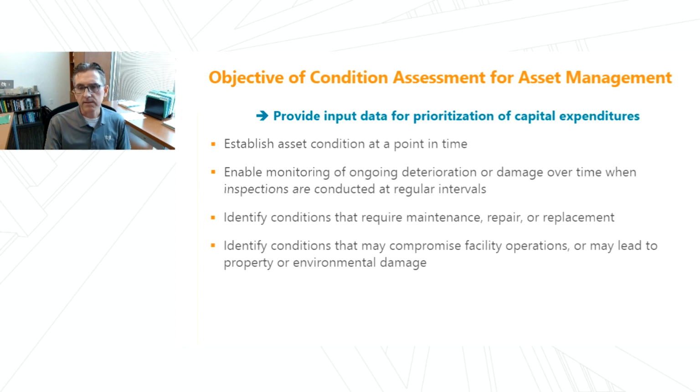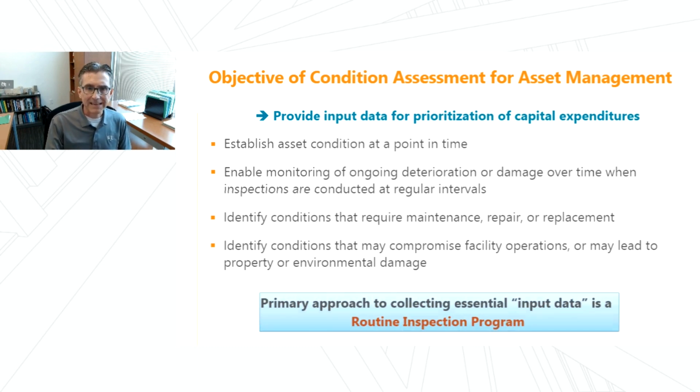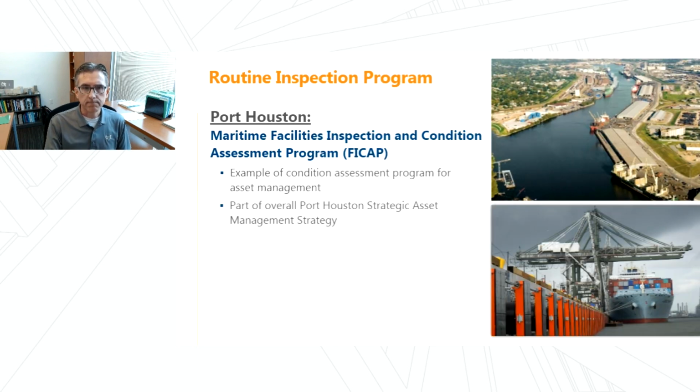So even if there isn't a safety concern, there may be operational considerations that mean we can't use that asset in the short term, at least, which compromises revenue. Or we're also interested in identifying conditions that might lead to property or environmental damage. So the primary approach to collecting this input data is with a routine inspection program. And at WJE, we have considerable experience performing routine inspections.